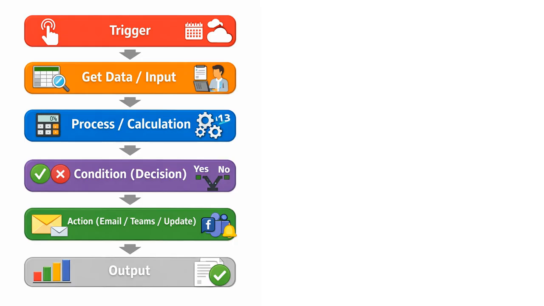First one is triggering your workflows. There are 3 types of triggering possible here, since we are using online triggering. One is manual triggering. Manual triggering means whenever you run the flow, something will be triggered.